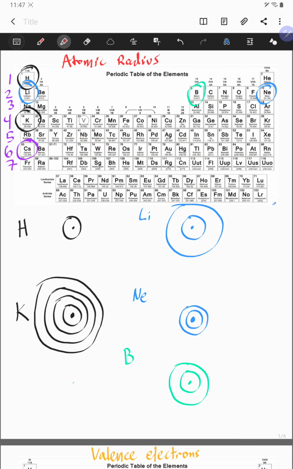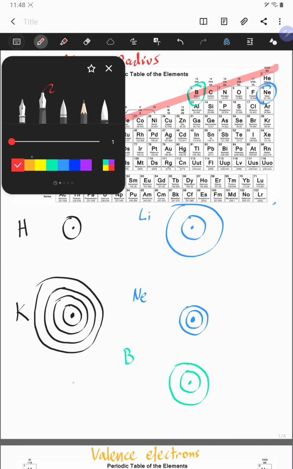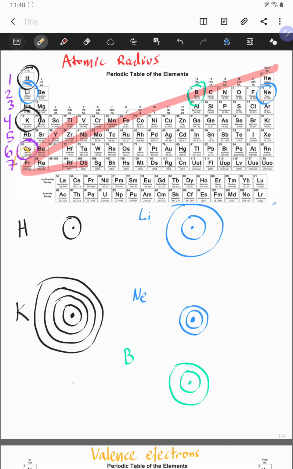So let's erase these 2 arrows and draw them condensed into one and figure out what that is going to look like. So the overall trend for atomic radius is going to be, as we go down and to the left, the atomic radius will increase. So the biggest element that we have is going to be francium, because it's the furthest down and to the left. And then the smallest atom that we're going to have is going to be helium.